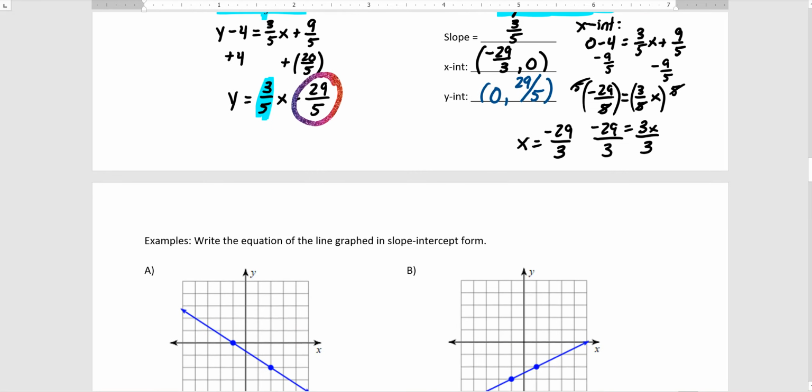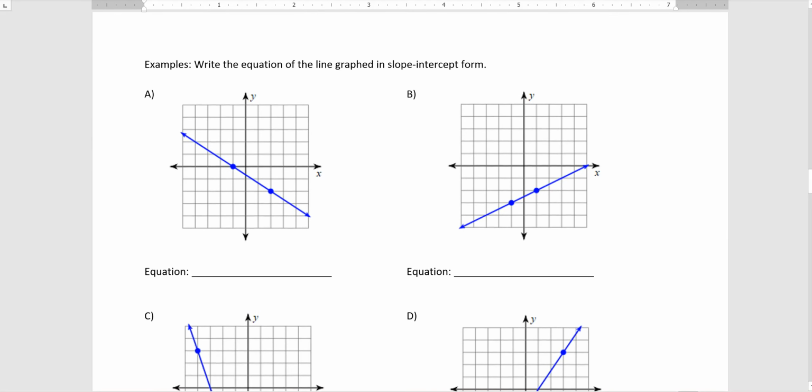All right, so what we're going to do now is we're going to combine a couple of our skills here. We're going to write the equation of the line graph in slope-intercept form. So just given what they tell us here, we're going to figure out how to do this. Now, the key here is using our equation y equals mx plus b. So how can we find our slope from the graph? Well, let's look at letter A. We need to find m and we need to find b. Now looking at letter A, I can see that my slope is down 2, right 3. So that tells me my slope right there is negative 2/3.